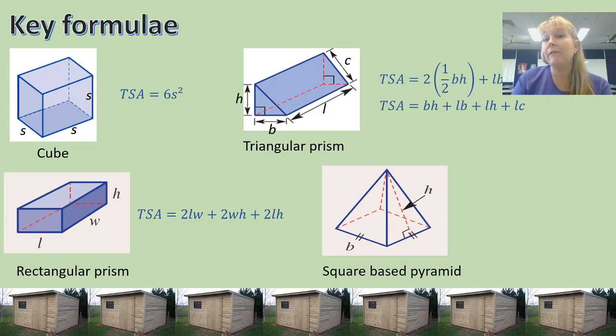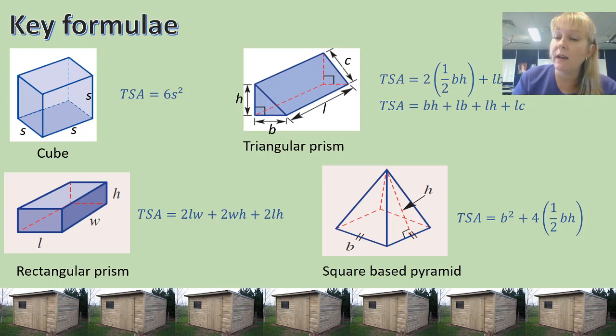And lastly, we have the square base pyramid. Now the total surface area for this, you've got your base, which is a square, so that's just simply going to be b squared, plus you've got 4 of these triangles meeting in an apex. And the formula for a triangle's area is half base times height. So 4 times a half gives us 2BH, and that's the simplified version of the square base pyramid's formula.